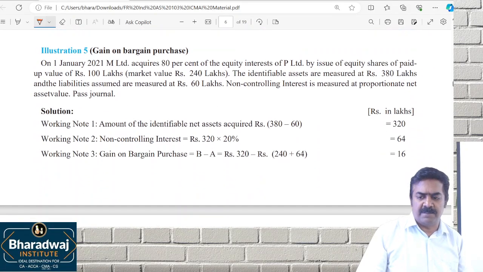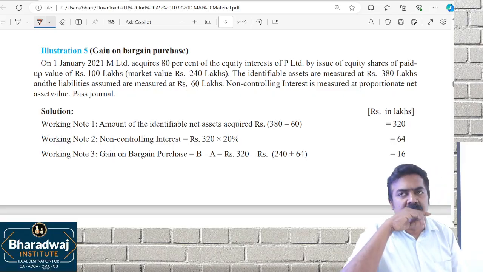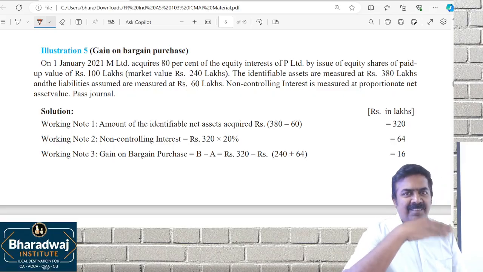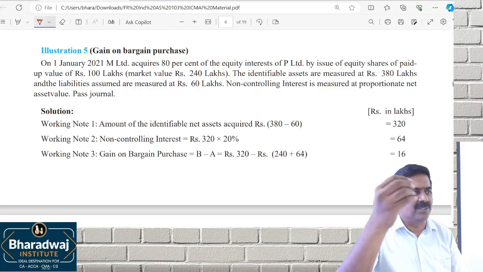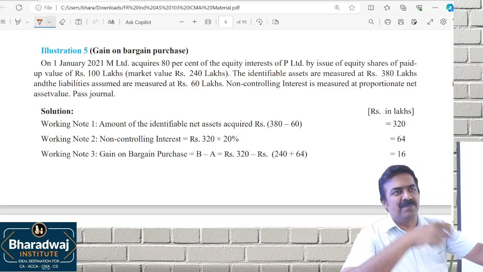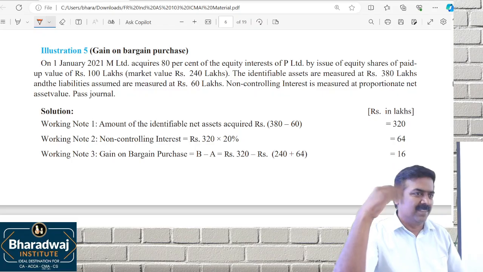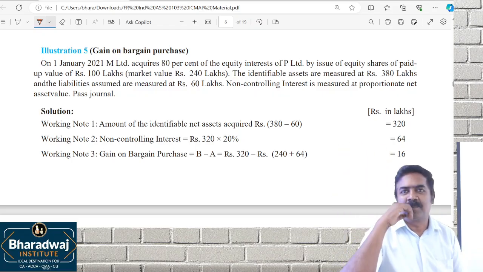Go to illustration 5. Revision: when we run through fast, then we get through fast. I give a problem, you take notes, and it will take a lot of time. Go to question number 5.